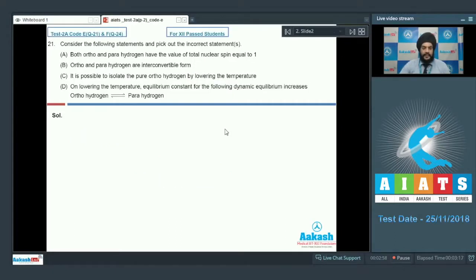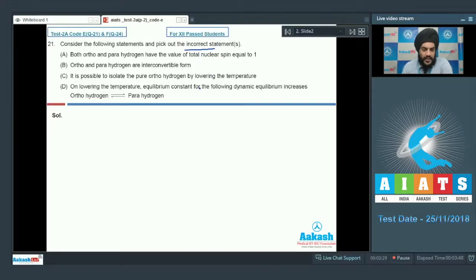This section has 5 questions and each question has 4 options, out of which one or more than one option may be correct. So let's start with the first question. Question number 21. Consider the following statements and pick the incorrect statements. So the examiner is interested in talking about the ortho and the para-hydrogen.